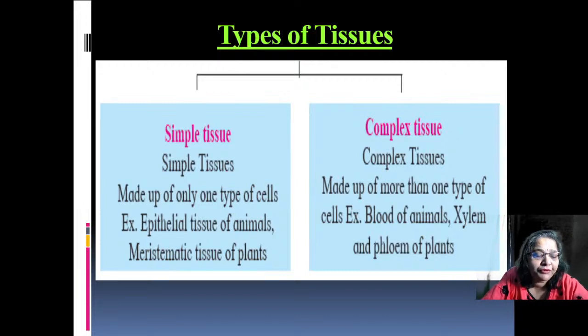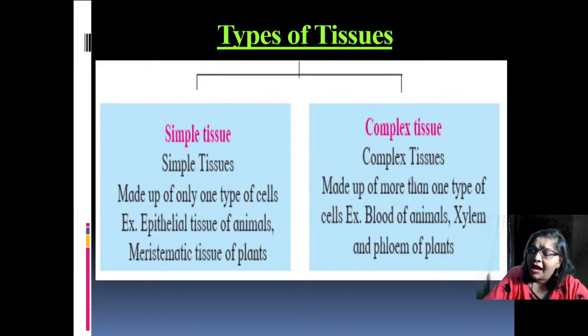For example, if you take blood of animals or human beings, blood contains fluid substance and different types of cells, the red blood corpuscles, the white blood corpuscles, the blood platelets, and different other molecules present in the blood plasma, which is a fluid. So blood is actually a fluid tissue. Because it is made up of more than one type of tissue, it is a complex tissue.